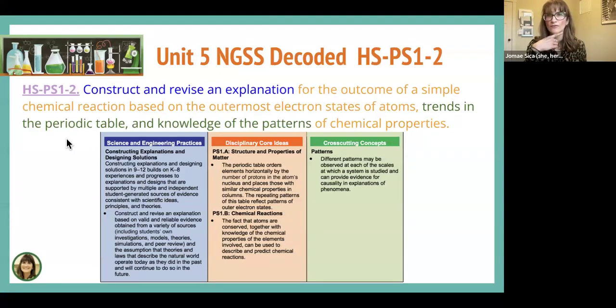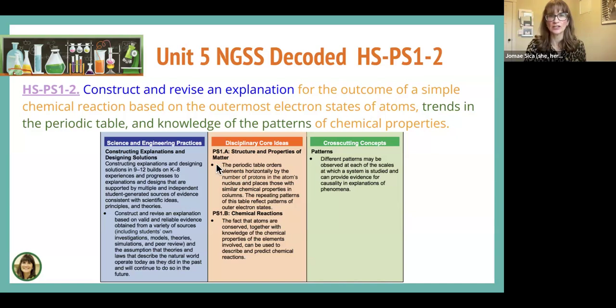All right, so let's talk about our physical science standard here. The main standard that we're working on in this particular unit is actually a continuation of something addressed earlier in the year. This one is construct and revise an explanation for the outcomes of chemical reactions based on the valence electrons and patterns in electronegativity. Knowing the patterns of the periodic table is something students worked on earlier in Unit 2. Now we're bringing back those electronegativity values and valence electrons, and trying to have students put that together with all that they've learned in bonding, and be able to predict the outcomes of chemical reactions.